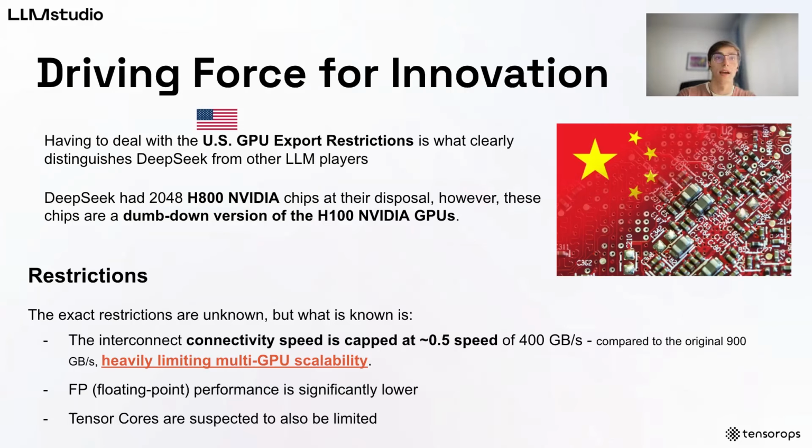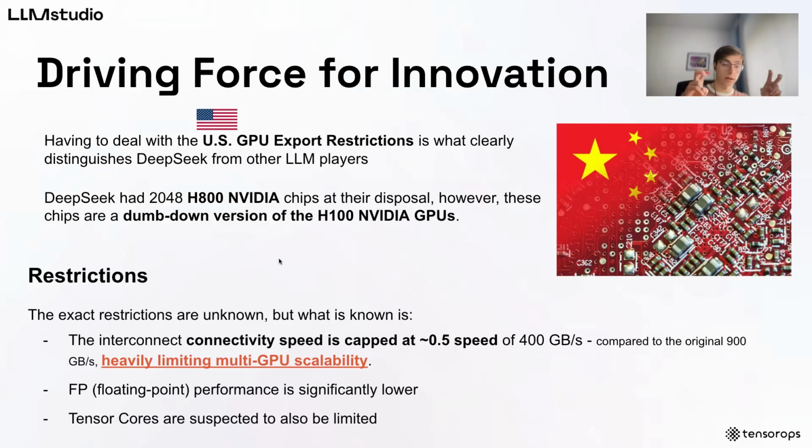So the US has made it so that in the past, these H800 NVIDIA chips were an adapted version that was available to sell to China, but they had to adapt them from the H100s. These H100s were better, but NVIDIA could not sell them to China because of US export restrictions. They had to make a dumbed down version of it to sell to China.